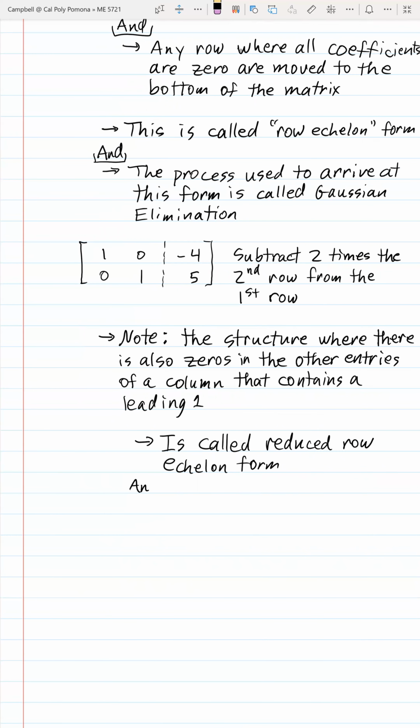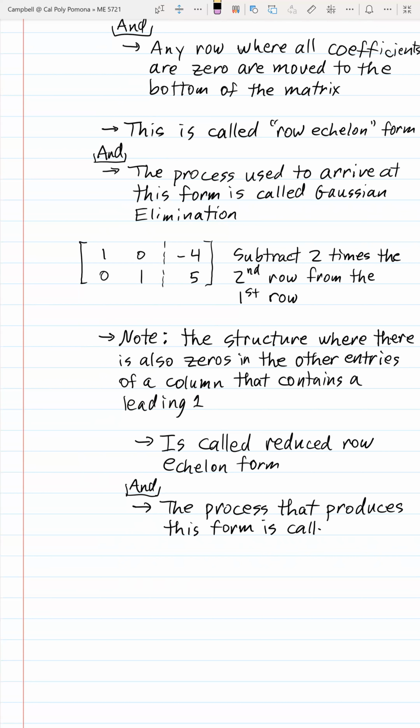And of course, that augmented process has its own name. So the process that produces this form, may sound familiar to you, is called Gauss-Jordan elimination.